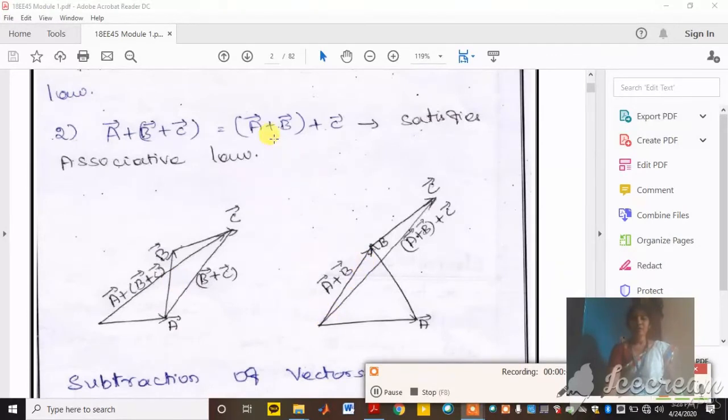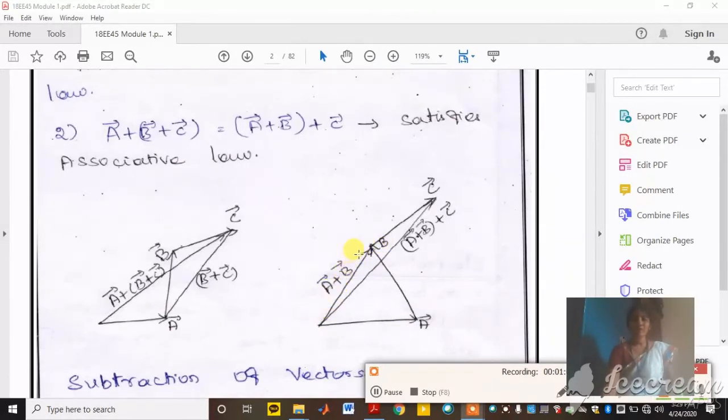Next one is (A plus B) plus C, the whole vector. Here also you draw the three vectors, the A vector, B vector and C vector. First we need to add the A vector plus the B vector. It is your A vector and this is your B vector. A plus B is going to be this one.